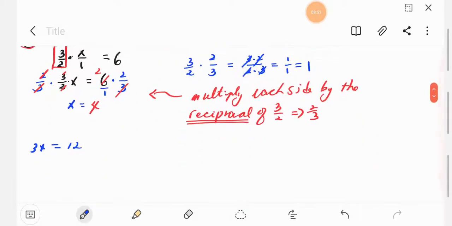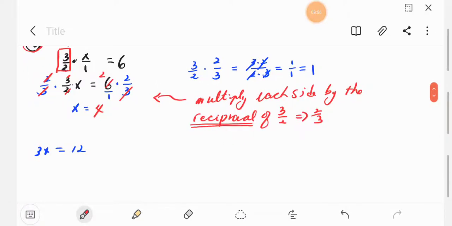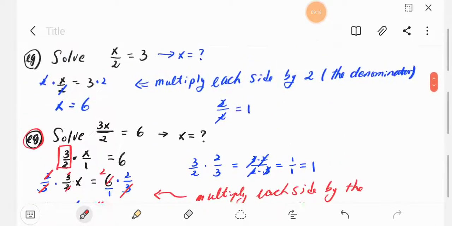So what is the reciprocal of 3? Isn't it 1/3? Right, 1/3. So you can multiply each side by 1/3 and 1/3. So this is equal to, okay, this 3 is in the numerator, so you can cross it out. So x equals 12 over 3, so x equals 4. Right? How about the second equation?